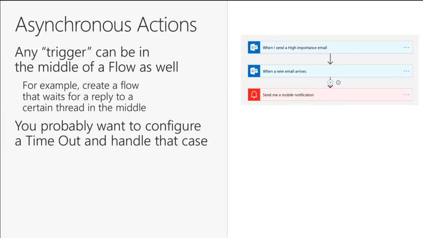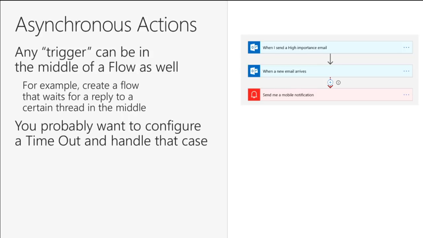Then we have the asynchronous actions. Asynchronous actions can be in the middle of a flow, and they can wait for some event to happen. So typically, the flows that I showed earlier, those flows, they just kind of run, and then they're done, right? But in reality, you can have a step in the middle of a flow that you want to wait for some event. So the most common thing for this is approvals, where I want to wait for somebody to approve an expense report. I want to wait for somebody to approve something.